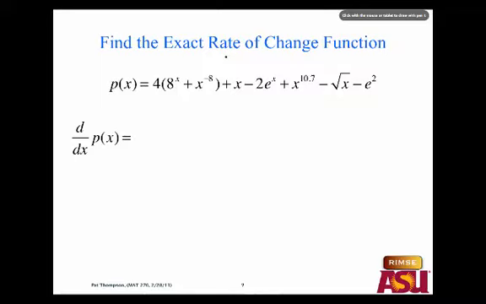Sum and difference. We have the sum and difference of functions. So we're going to find the derivative of each one and take the sum and differences of those derivatives. That's what the sum rule says. Okay, so we come to the first one. What rule applies to the first one?